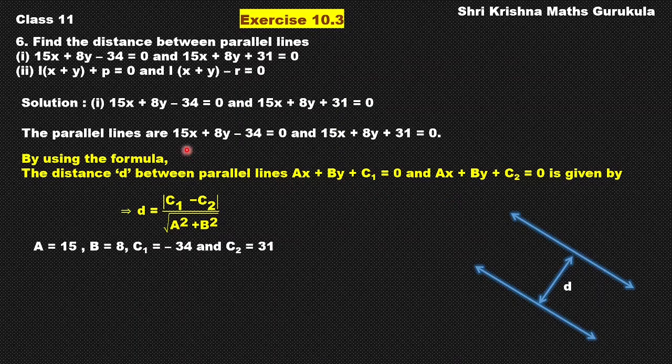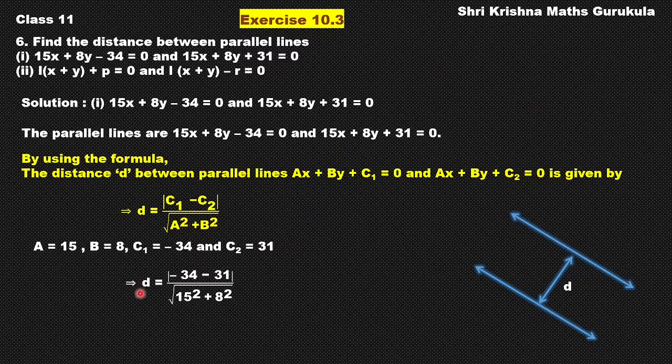Now comparing this standard form to the given equations, we'll find out a, b, c1 and c2 values. A is 15, b is 8 and c1 is minus 34 and c2 is plus 31. Here if you interchange c1 and c2, it does not affect the distance. So whichever value you want, you can take as c1 and c2. After finding these values, it is just application of these points to this formula.